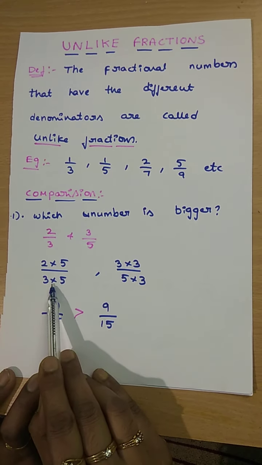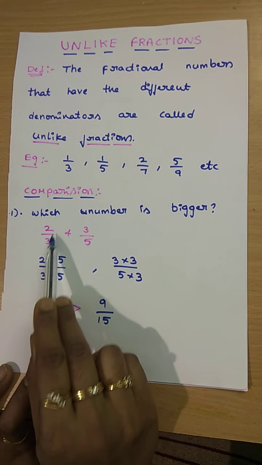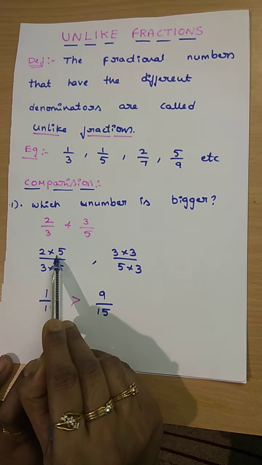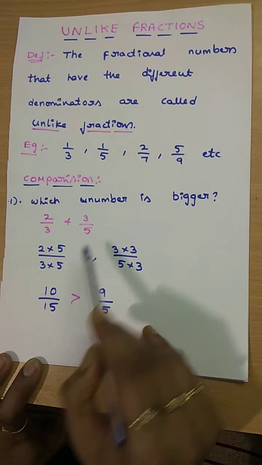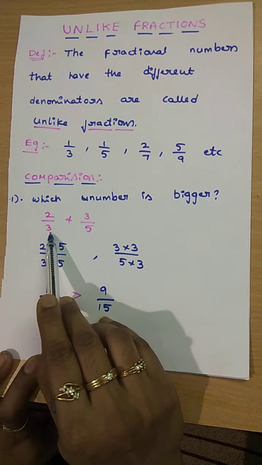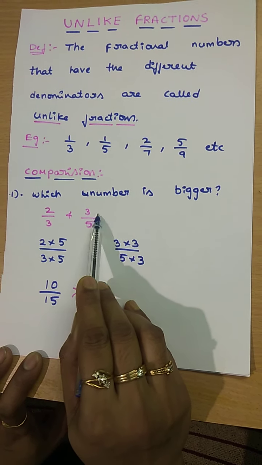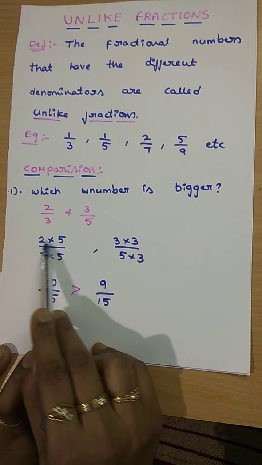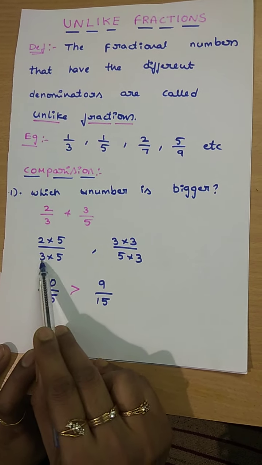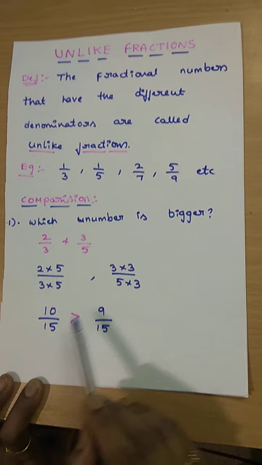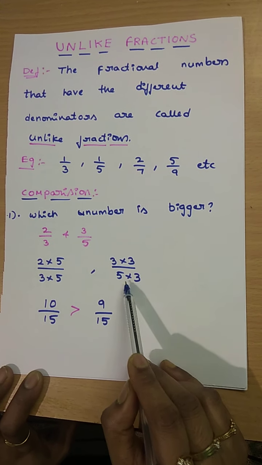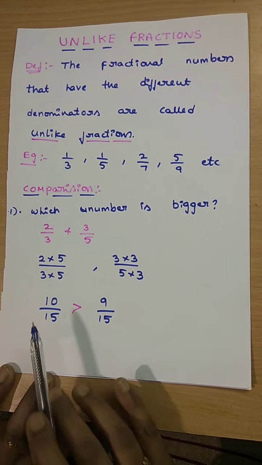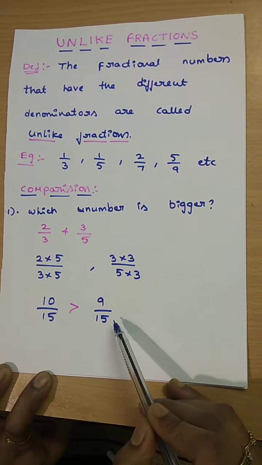See, I have written this: I am multiplying 5 with the numerator and 5 with the denominator. So 2 into 5 and 3 into 5. Okay. Here I am taking this value 3 and multiplying with 3. 3 into 3 and 5 into 3. So 2 into 5 is equal to 10, 3 into 5 is equal to 15. 3 into 3 is 9 and 5 into 3 is 15. So I have changed the unlike fractions into like fractions.